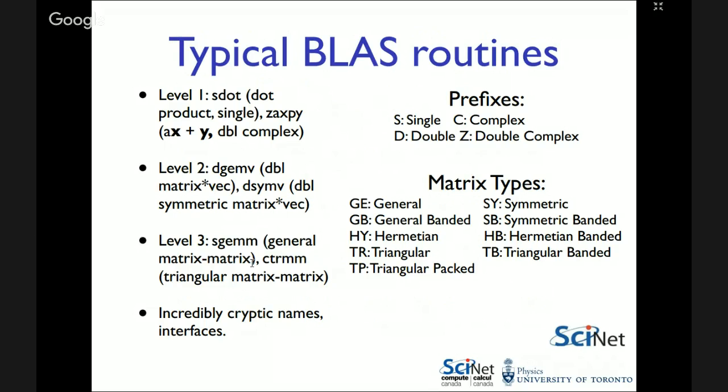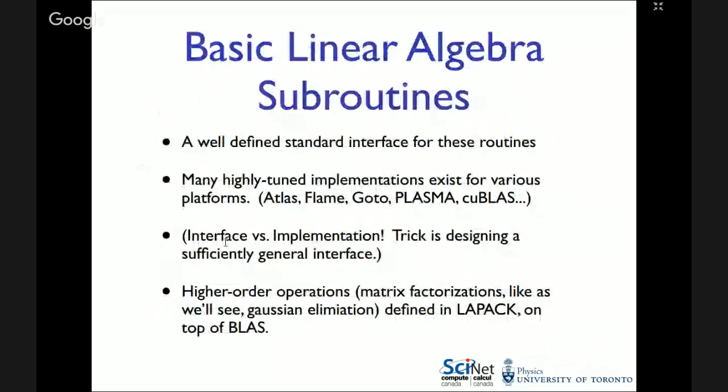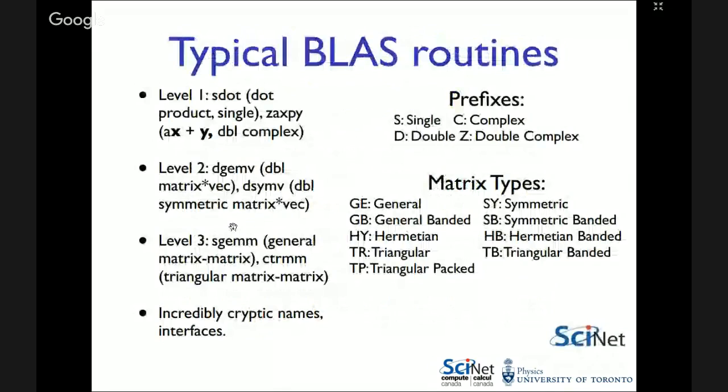So again, the notation is, in this case S is single, GE is a general matrix, and MM is matrix multiplication. Or if it is a triangular and complex, it is CTR/MM for matrix. Okay, so it's a bit cryptic initially, but you will get used to it.